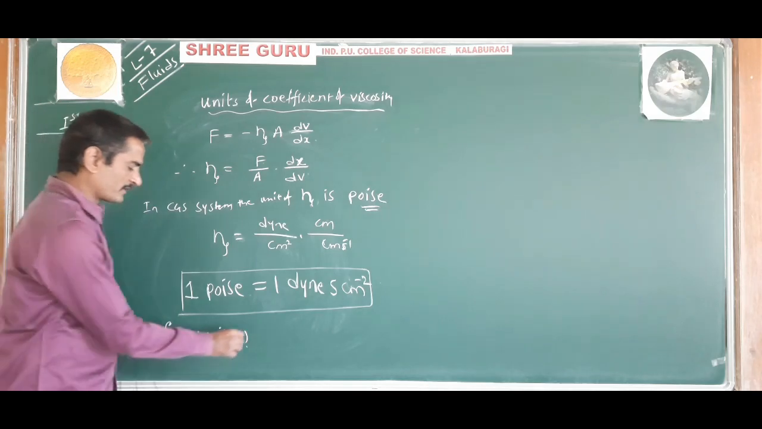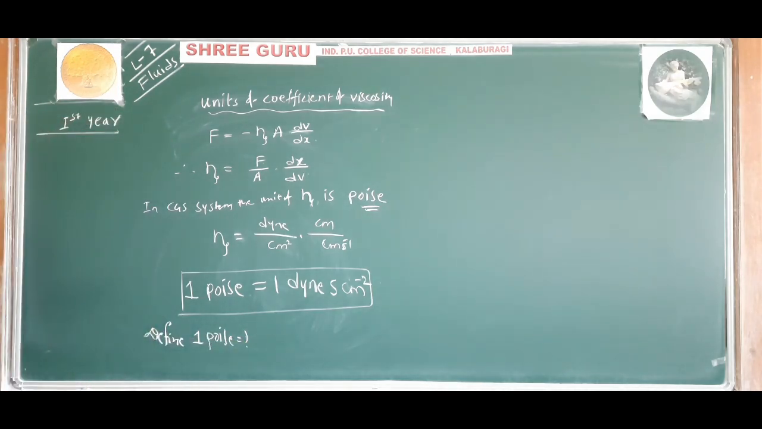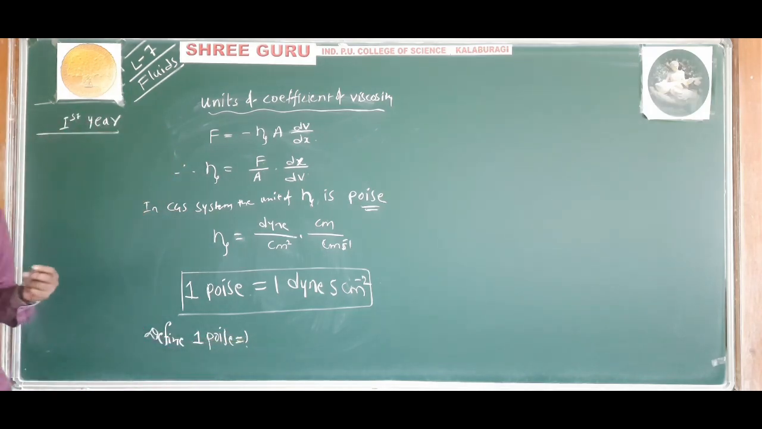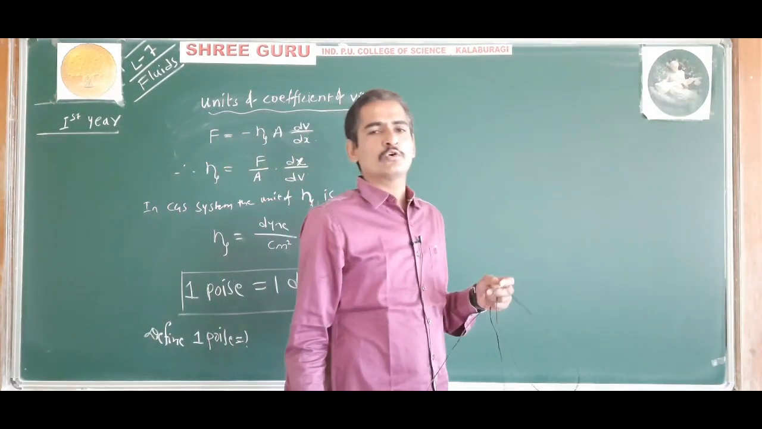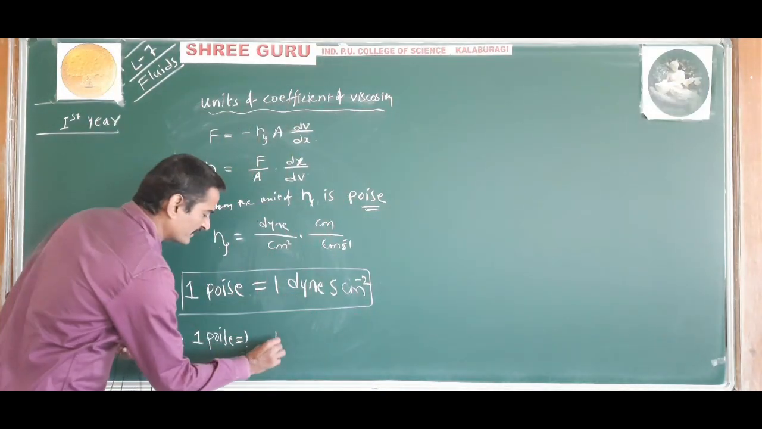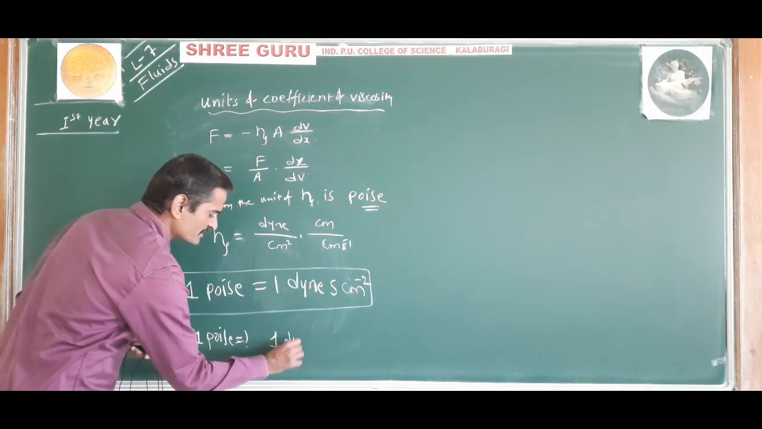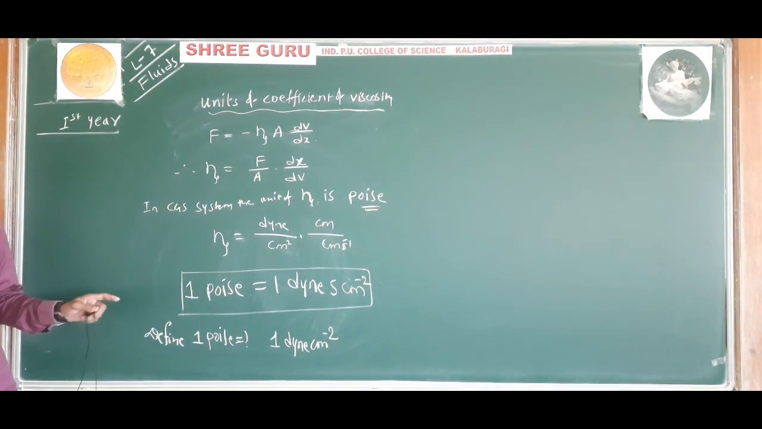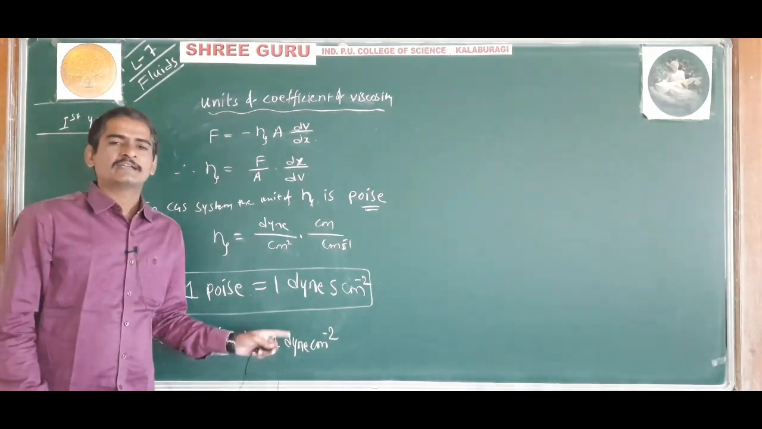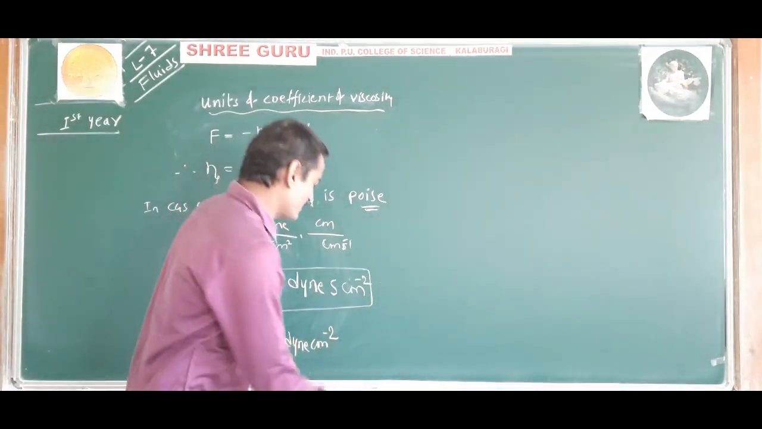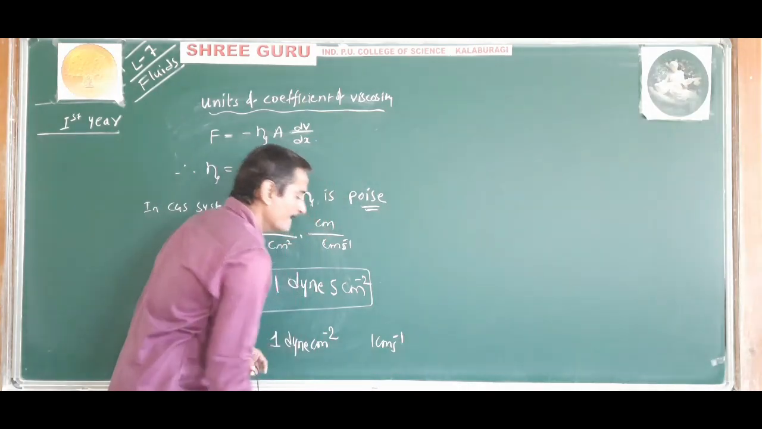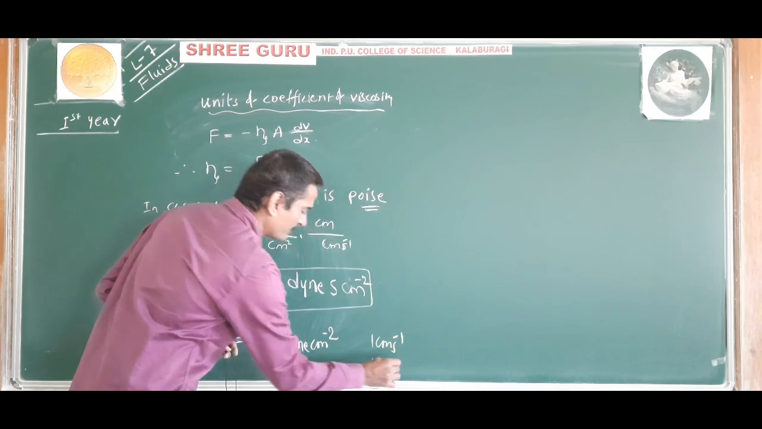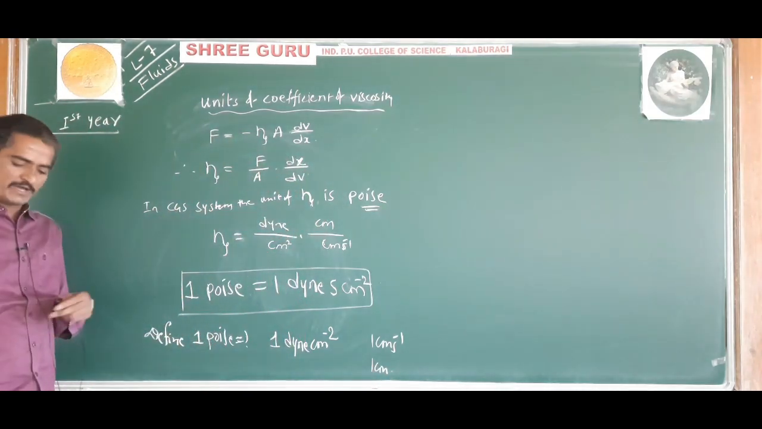The coefficient of viscosity of a liquid is said to be 1 poise if a tangential force of 1 dyne per centimeter square of the surface is required to maintain a relative velocity of 1 centimeter per second between two layers 1 centimeter apart. See here, I am making a definition for the unit.